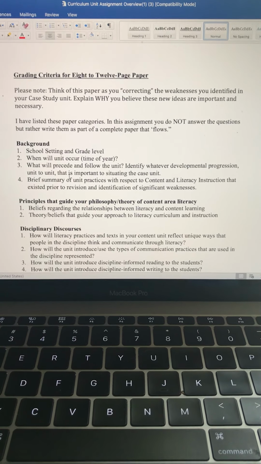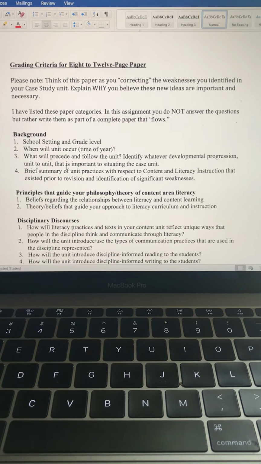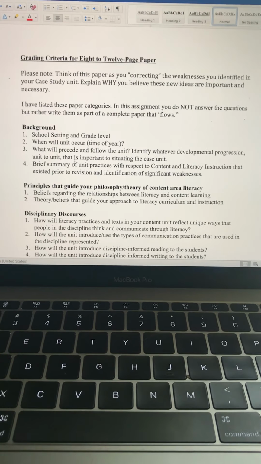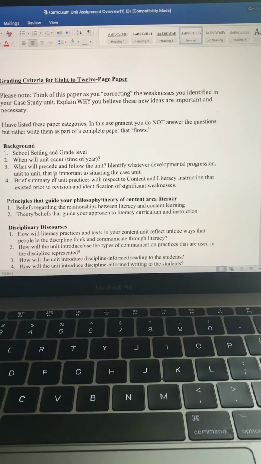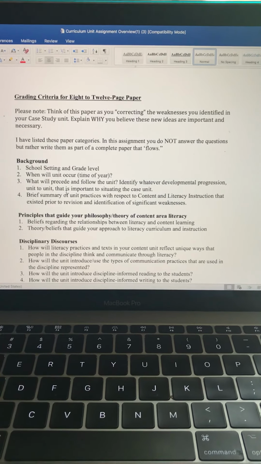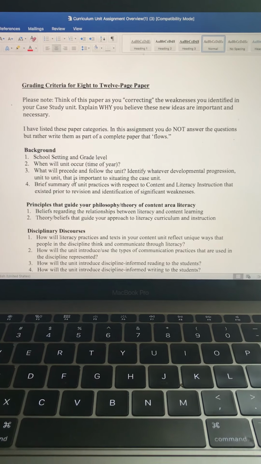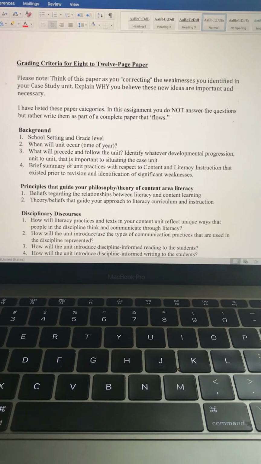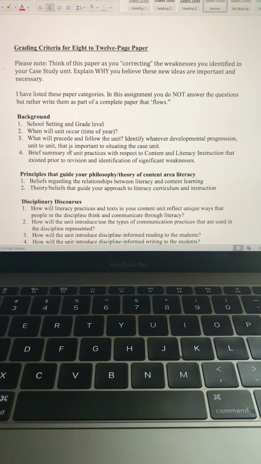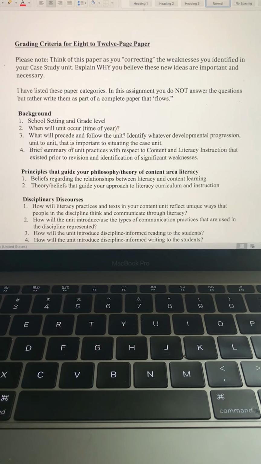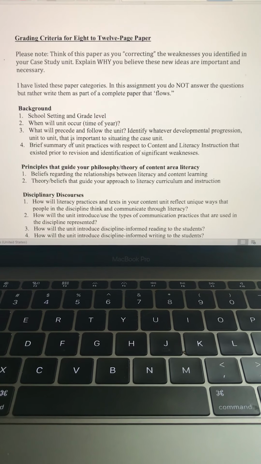And then here are your paper categories. Please, with these, do not answer the questions, but put them down in a narrative fashion. It's going to be a complete paper, not just numbered questions that are answered. So these are just the things that you need to hit for the background: the principles that guide your philosophy and theory of content area literacy.